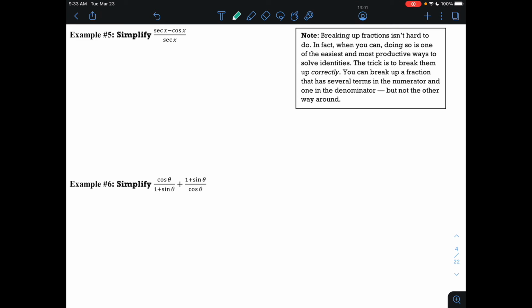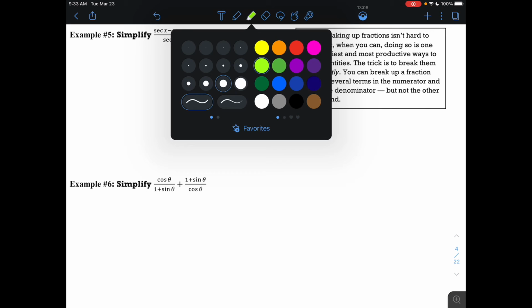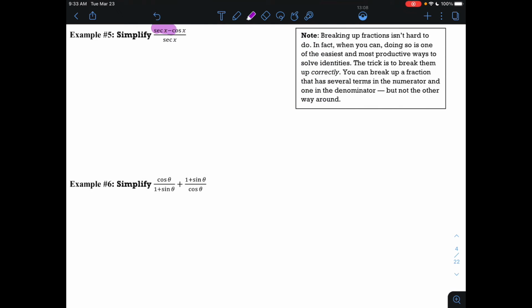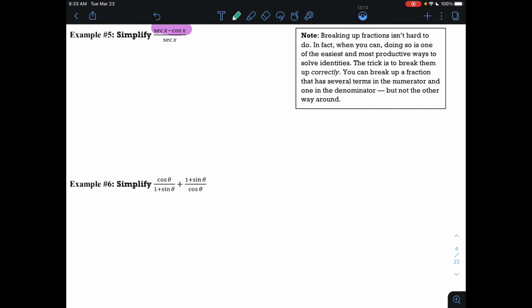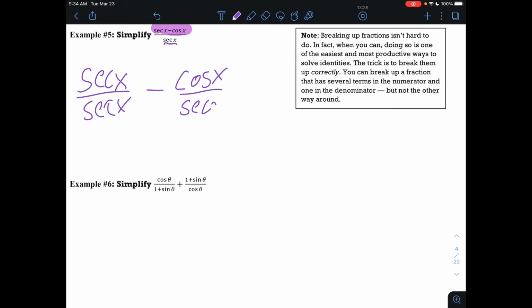You can break up a fraction that has several terms in the numerator only. So notice how in this problem we have multiple terms in the numerator and we only have a singular term in the denominator. Okay, but you can't do it the other way around. If you've got multiple terms in the denominator, you can't break it apart. So by breaking this apart, we have now secant of x over secant of x minus cosine of x over secant of x.